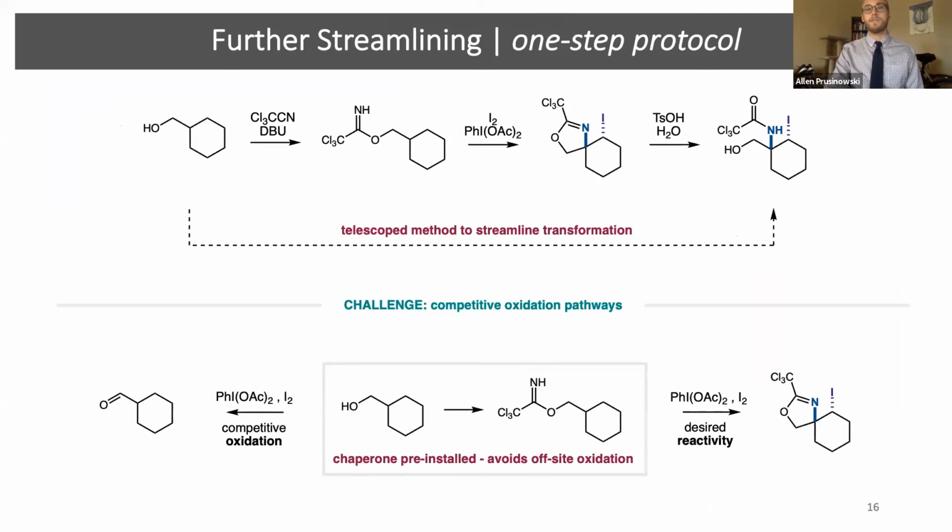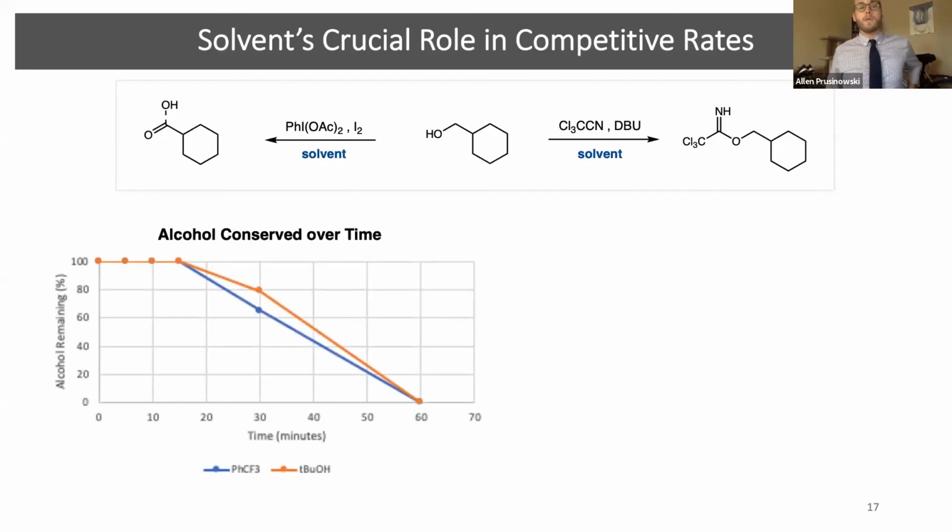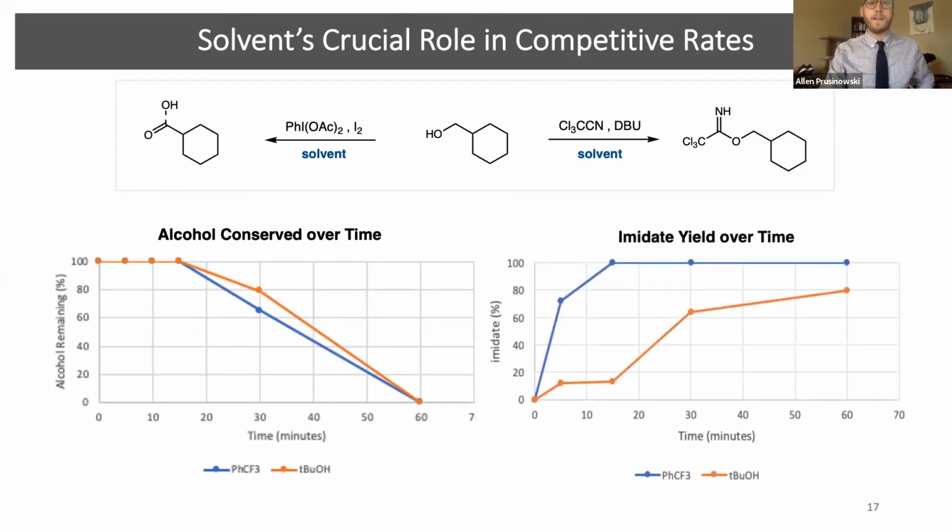And we thought we might be able to do this by affecting the rate of alcohol oxidation by changing solvents. And it turns out our first idea wasn't very good. We noticed in a variety of solvents, I'm just showing two here, trifluorotoluene and tert-butanol, that the rate of oxidation is essentially the same, where we're seeing the consumption of alcohol over time. But what we were excited by is actually the rate of imidate formation is very different in these solvents. So in trifluorotoluene, you see an enhanced rate of imidate formation as compared to tert-butanol.